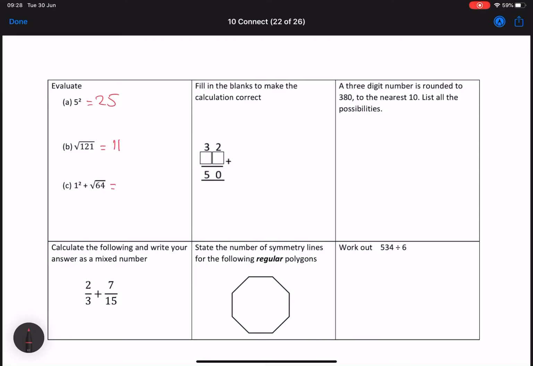Next one, I need to do 1 squared. Well, 1 times 1 is 1, plus the square root of 64. Square root of 64 is 8, so my answer, 1 plus 8, is 9.